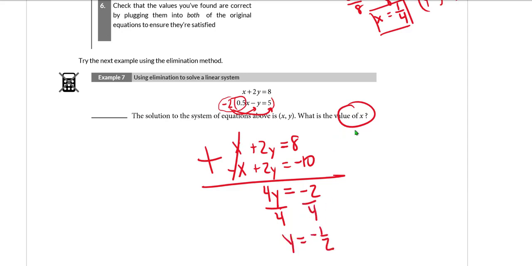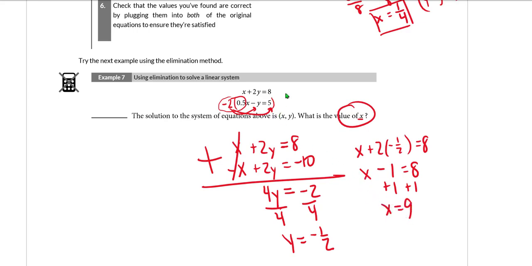How do I find my x value, which is what they're asking me for? Got to be careful, they're not asking me for y. The -1/2 goes back into, probably this first equation will be easier. So we have x plus 2 times -1/2 equals 8. That is x minus 1 equals 8. I add the 1, I get x equals 9. That should be the value for x.